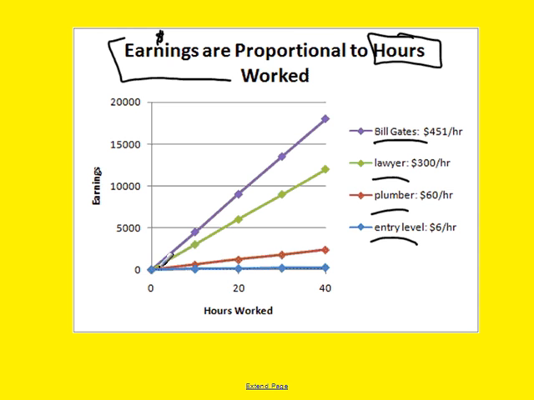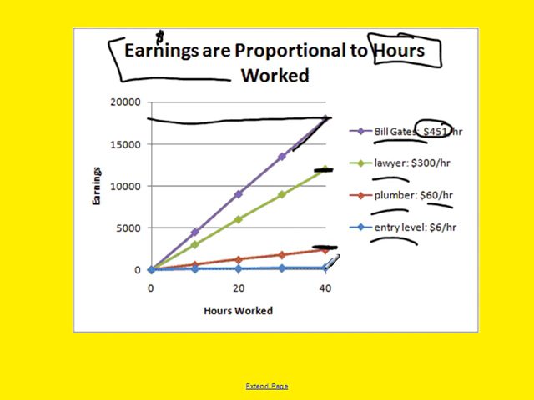As you can see based on this chart, Bill Gates' line, this purple line, is very steep, okay? It goes up pretty quick. He's making $451 in just 1 hour, so a 40-hour work week for Bill Gates makes him approximately $17,000, $18,000 in 1 week. A lawyer in 1 week makes about $12,000 right here. A plumber, and that's a good lawyer, by the way. A plumber would only make about $2,500 in one work week, working at $60 an hour, and that's actually a very well-paid plumber.